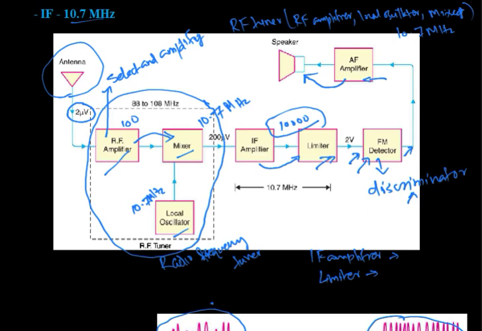So another circuit associated with the FM receiver is the discriminator, or the FM detector, where the actual demodulation takes place. That is, it converts the frequency fluctuations into corresponding voltage fluctuations.